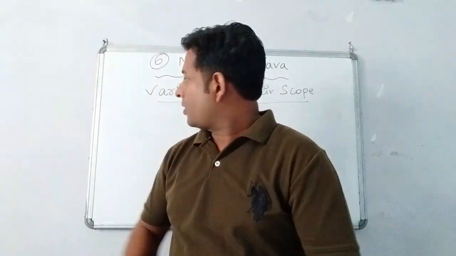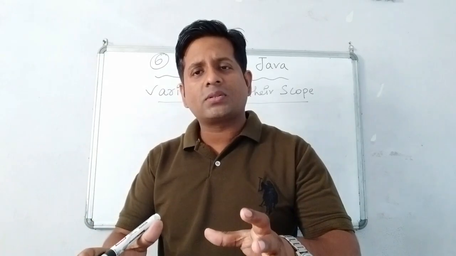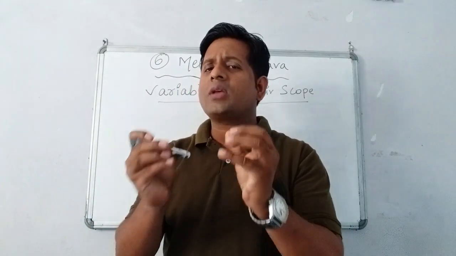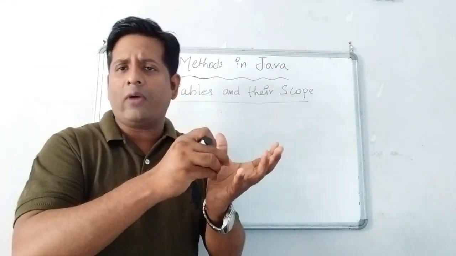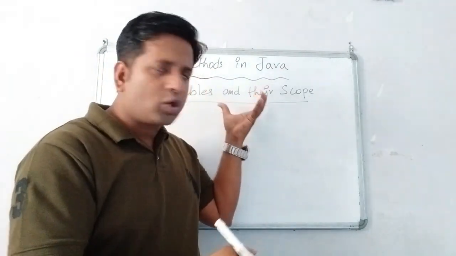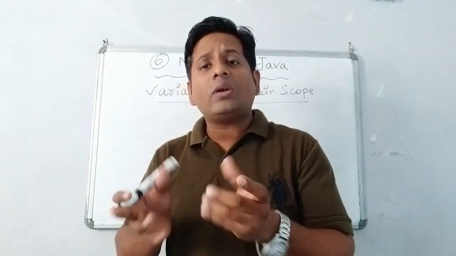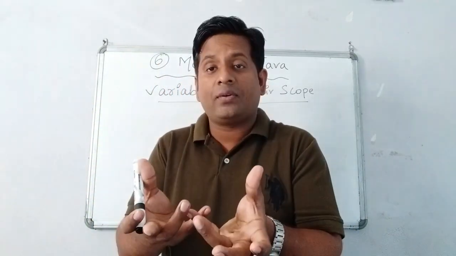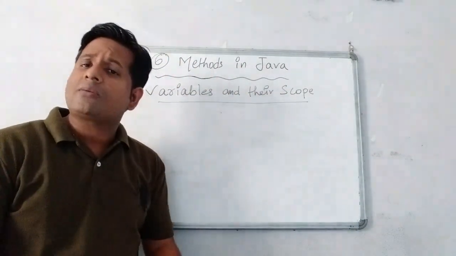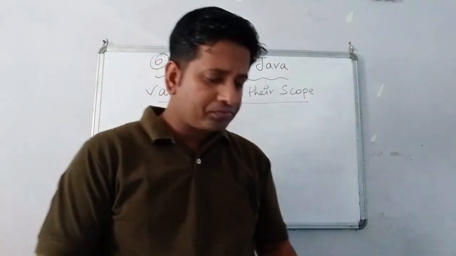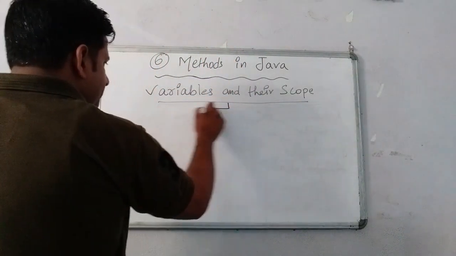So see next, variables and their scope. First of all children, what is a variable? Variables are the containers, identifiers, where we place the values. So in this topic, we have to understand variables and their scope. Variable we know. Now what is scope? Scope means their life, up to how much they are known to the compiler, and what are the uses of those particular variables.